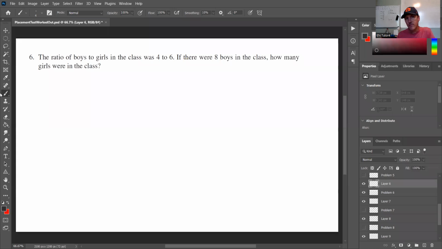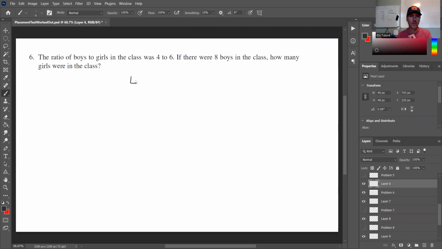So the last problem, number 5, sort of set us up. It was kind of a baby step to this a little more complicated word problem that we have here. And this starts by saying the ratio of boys to girls in the class was 4 to 6. Okay. So the first thing we've got to recognize is when we hear that term ratio, we should think of a fraction. Okay. The ratio of boys to girls was 4 to 6.